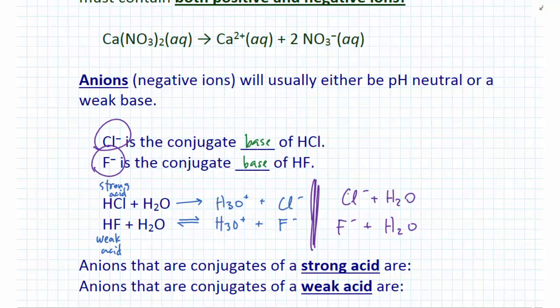So it doesn't have any H's to give up. The only thing it could possibly do would be to take an H away from water, right? The products would be HCl and hydroxide. Products would be HF and hydroxide. Okay.